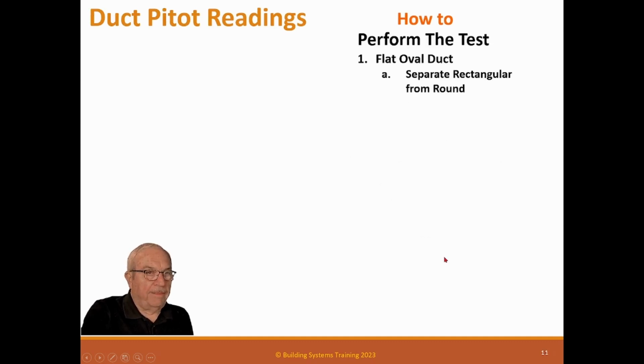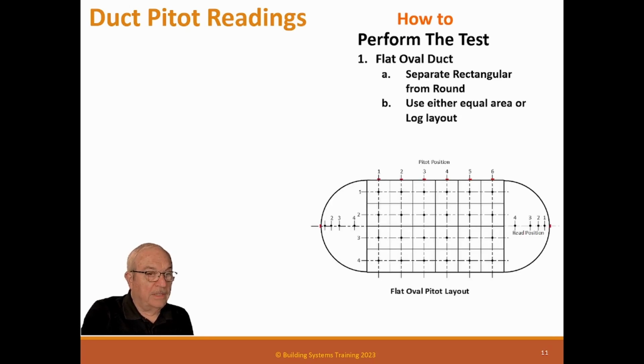Flat oval duct, separate the rectangular from the round. So basically remember that a flat oval duct is basically a square duct without walls, and a half a round duct on this side and a half a round duct on this side. So you basically split it into 2 types of readings.